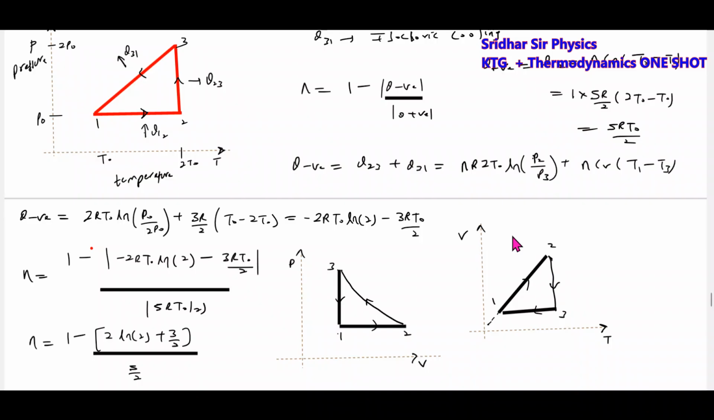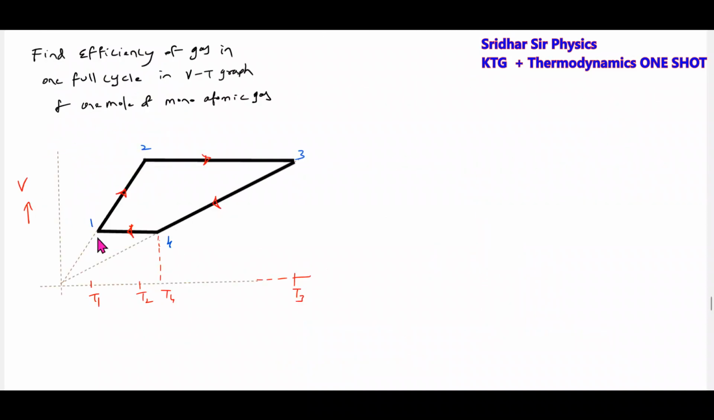Okay, earlier PV graph, PT graph. Next, I'll take the VT graph and we'll discuss one problem. There's a volume temperature graph. We have to calculate the efficiency of gas in one full cycle. It's a cyclic process 1, 2, 3, 4, 1. We have to calculate the efficiency. Where all the heat is absorbed? It is absorbed in the path 1, 2. Isochoric heating it is.